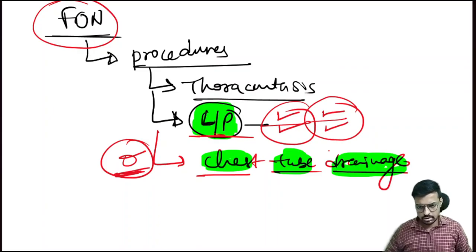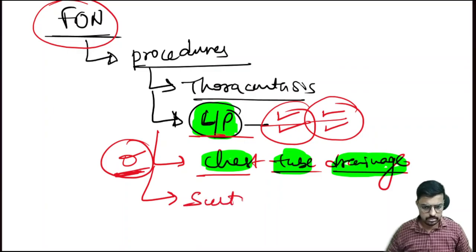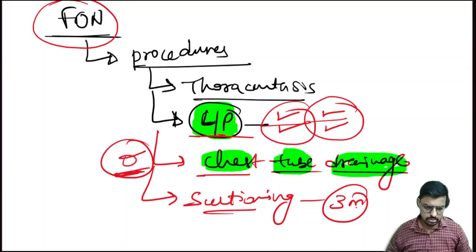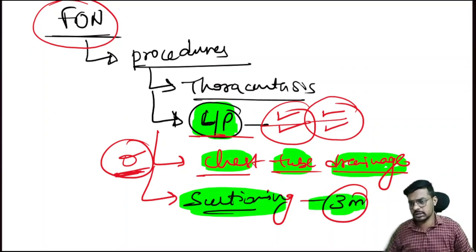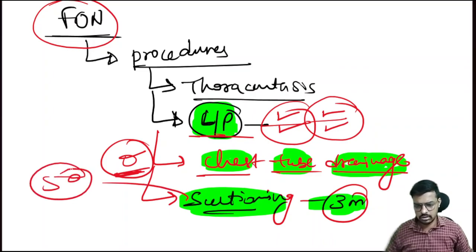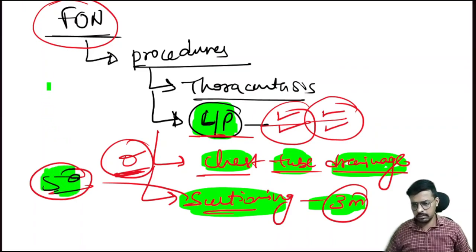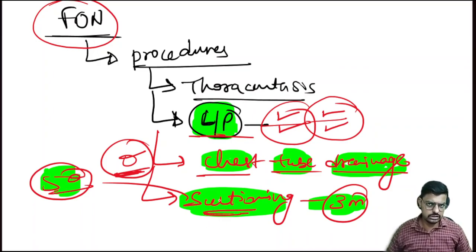This suctioning alone is weighted for 3 marks. This one single concept may come with 3 marks, because in the last NORCET it was asked for 5 questions, including the mains and prelims. So suctioning and its procedure: what is the closed suctioning?